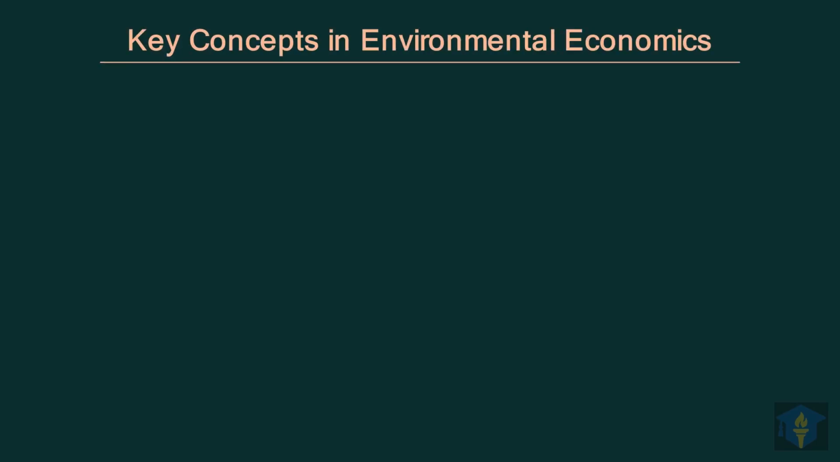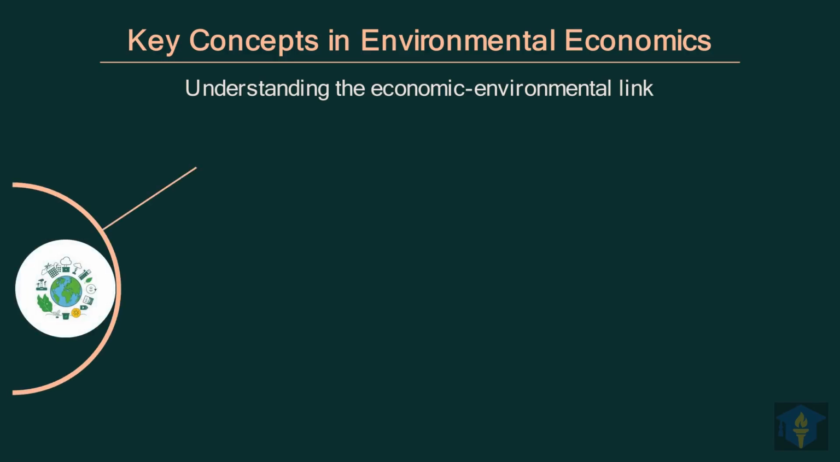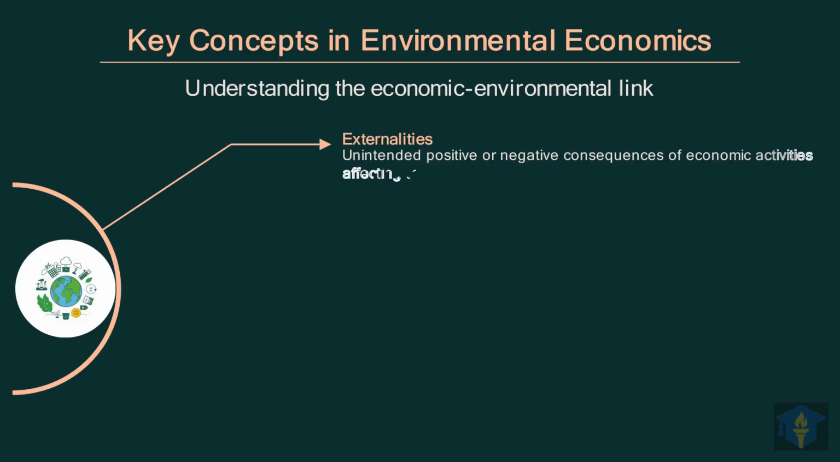Let's delve into some key concepts within the fascinating field of environmental economics. Our goal here is to truly understand the crucial link between economic activities and the environment. First, we have externalities, which are the hidden costs or benefits of economic actions. These are unintended positive or negative consequences of economic activities affecting third parties.